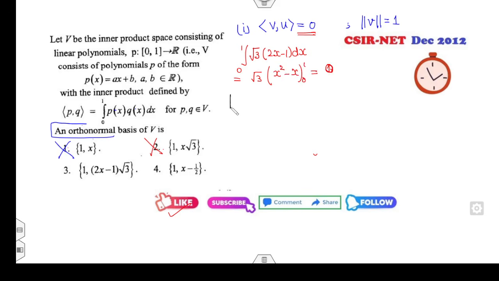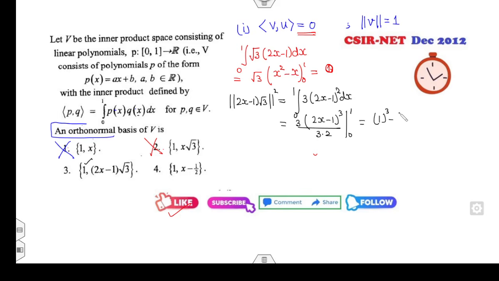We can check the norm. Norm of 1 into 1 is 1, satisfied. Norm of 2x minus 1 into √3: norm is always a square, so you put 3 into (2x minus 1) squared. Can you find the integration? 3 will be outside, (2x minus 1) cubed over 3 into 2, from 0 to 1. If you substitute 1, that is 1. If you substitute 0, that will be minus 1 divided by 2. That gives 1. So yes, it satisfies both properties.